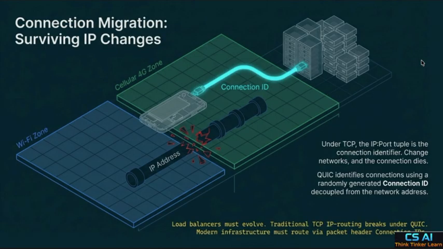One of the coolest features of QUIC is connection migration. Under TCP, your connection is identified by your IP and port. If you walk out of your house and switch from Wi-Fi to 4G, your IP changes and the TCP connection dies. QUIC uses a randomly generated connection ID that is decoupled from your network address. Your phone can change networks, and the download continues seamlessly because the ID stays the same.